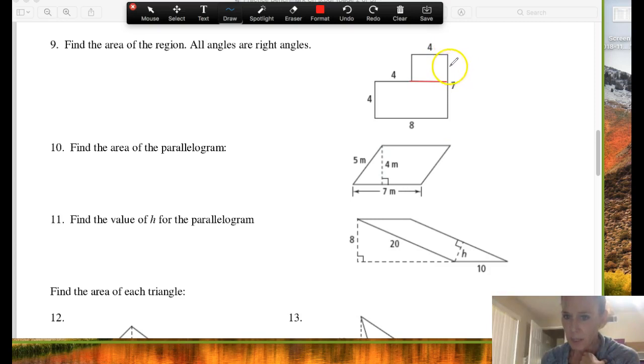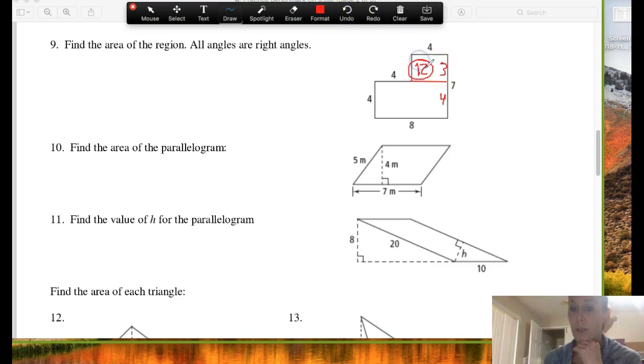So to get this piece right here or this piece, they're going to be the same. You have to do the whole length of 7 and subtract off this piece, because if this is 4, this also over here is 4. So if this is 4 and this is 7, what you have left right here would be 7 minus 4, which would be 3. So the area here is going to be 4 times 3, or 12.